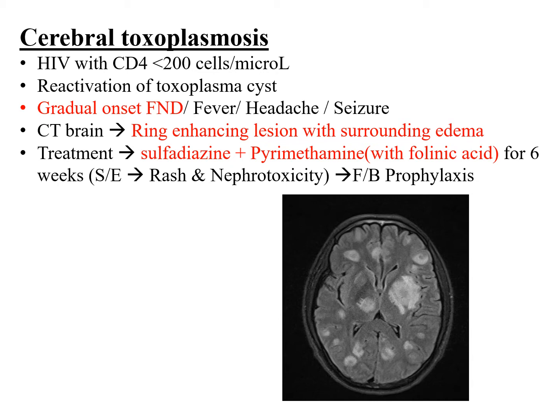You can treat the toxoplasmosis by a combination of sulfadiazine and pyrimethamine along with folinic acid for about 6 weeks. Remember, these are sulfa drugs and they can be associated with rash or nephrotoxicity. However, because it's a reactivation, the patient needs to continue on prophylaxis with cotrimoxazole, similar to the PCP prophylaxis. In those patients who are allergic to sulfa drugs, you can try clindamycin.